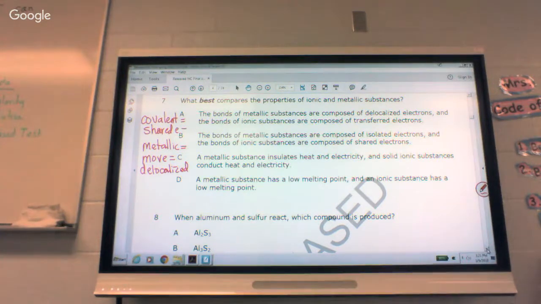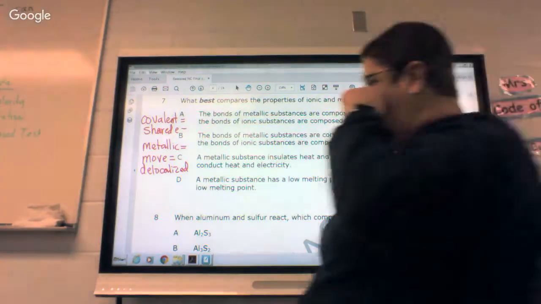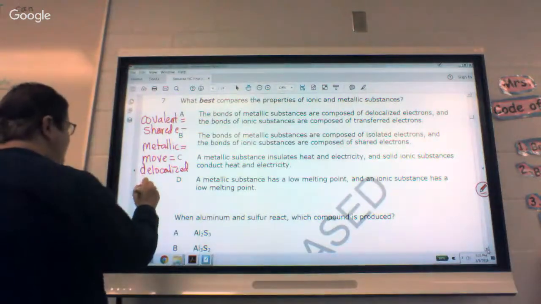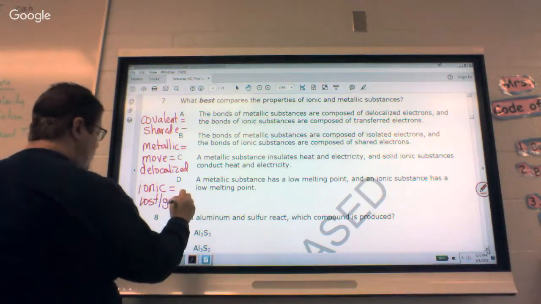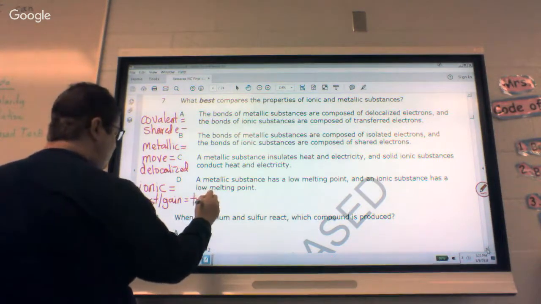We do the metallic, yes. I'm just going to have the definition on it. They don't share, so what happens to them? They what? Because we said they were lost or gained, right? So if you don't remember these three things, write them down. Ionic equals lost or gained, which is the same as transfer.